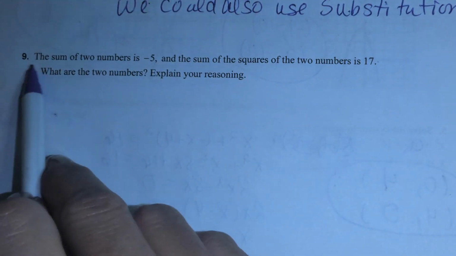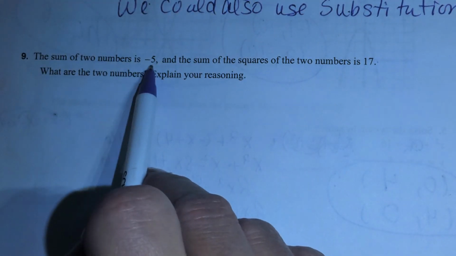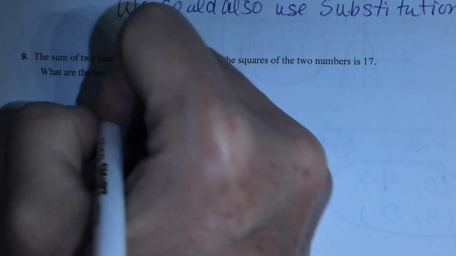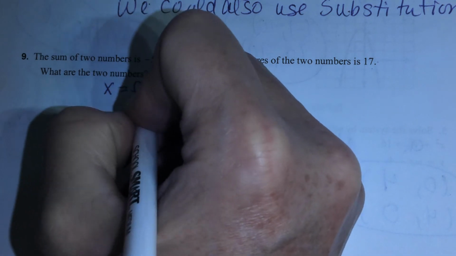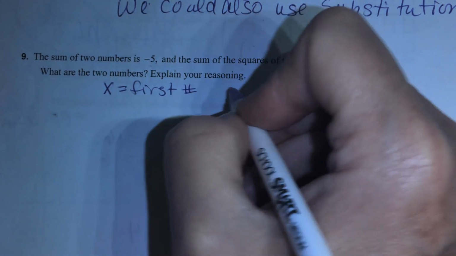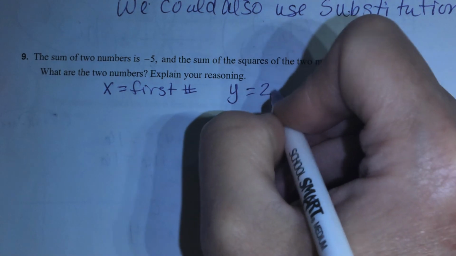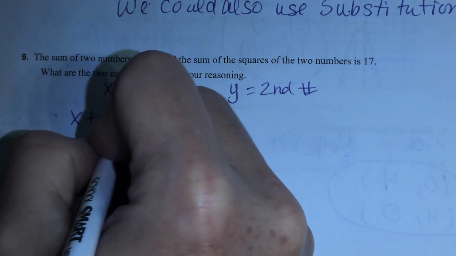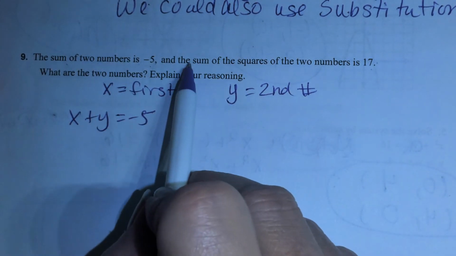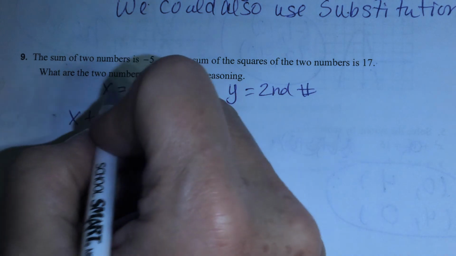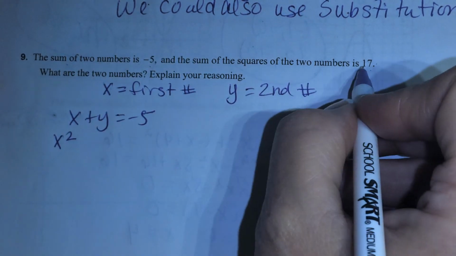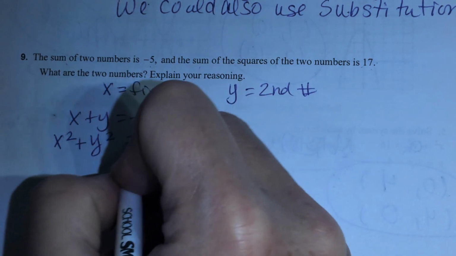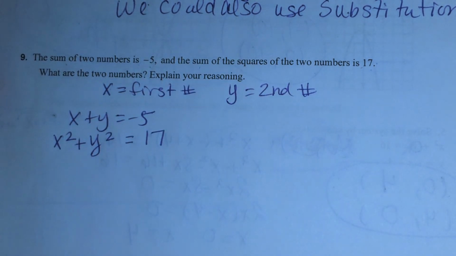Okay, looking down here, the sum of two numbers is -5, and the sum of the squares of the two numbers is 17. So I'm going to call x one of my numbers, the first number. Y I'm going to call my second number. And the sum of them, so x plus y, has to be -5. The sum of the squares of the two numbers, so the square of my first would be x squared, the square of my second would be y squared, sum means add, must be 17. What are the two numbers?